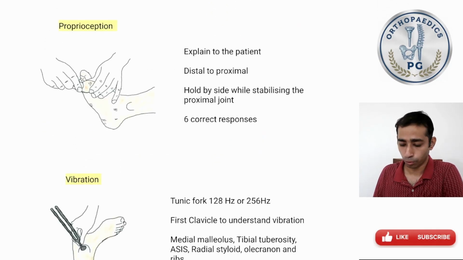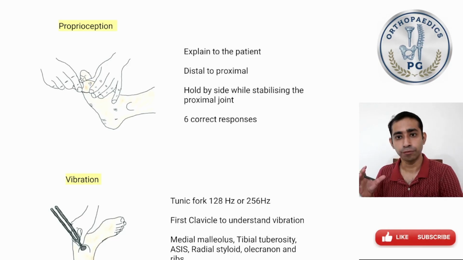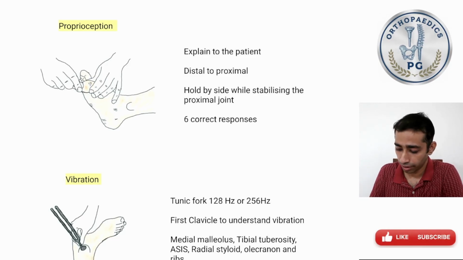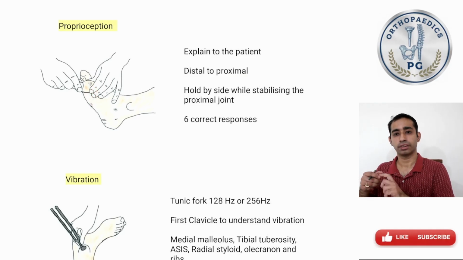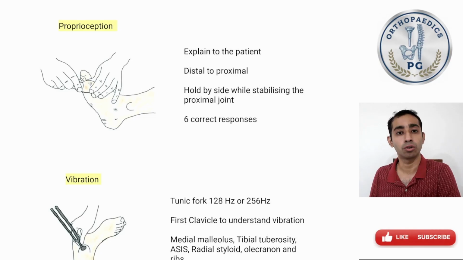Next, we come to proprioception. Proprioception is done for checking the joint position. Here we explain the procedure to the patient and we go from the distal joint to the proximal joint. Now we have to stabilize the proximal joint with one hand and hold the distal part from the side. It is very important to hold it from the side like this and not like this, because this may cause pressure to be transmitted, which may help the patient to tell the side to which it is moved.